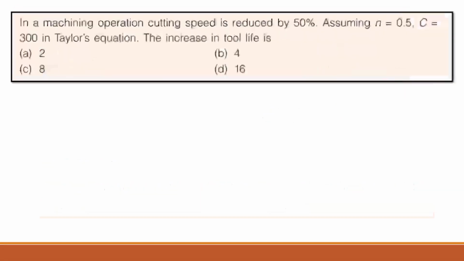Next question. In a machining operation, cutting speed is reduced by 50%. Assuming n is equal to 0.5, c is equal to 300, in Taylor's equation, the increase in the tool life is, guys, you all know. So we are going to solve this question. It is a numerical based question asked in ISRO 2018. Very important question, guys, and very easy question basically.